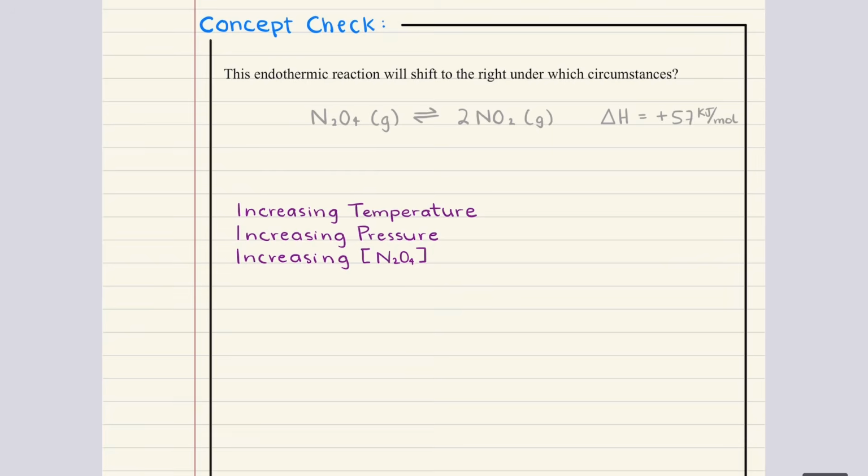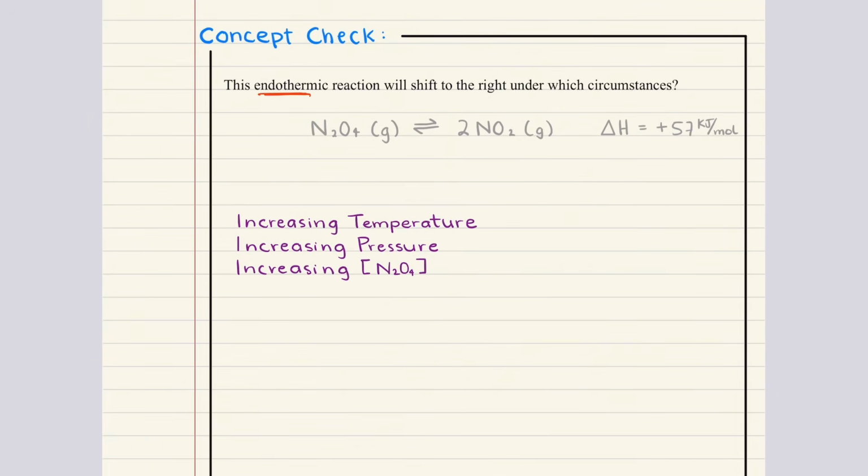The problem here asks, this endothermic reaction will shift to the right under which circumstances? And the reaction we're given is dinitrogen tetroxide forms 2 moles of nitrogen dioxide. And the problem tells us this is an endothermic reaction. That means heat can be thought of as a reactant. So if we increase the temperature, it's like we're adding more reactant and the equilibrium will shift to the right to produce more products. So increasing temperature favors the formation of nitrogen dioxide.